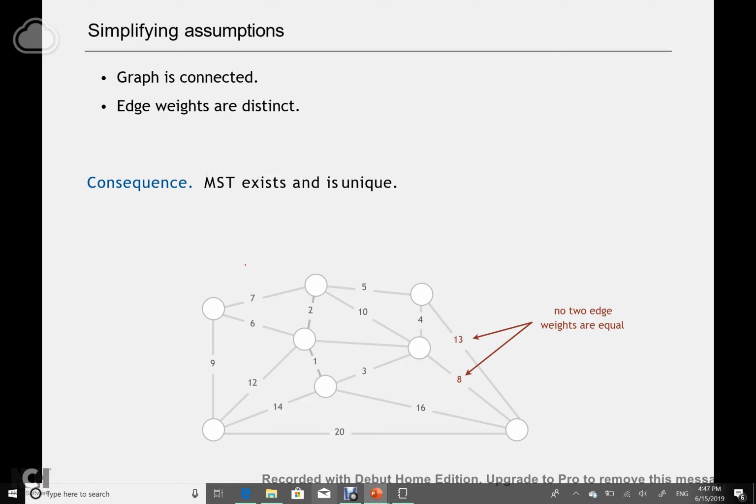Consequence, the minimum spanning tree exists and is unique. If the edge weights have duplicates, in that case it may not be unique, but the total weight should be unique.